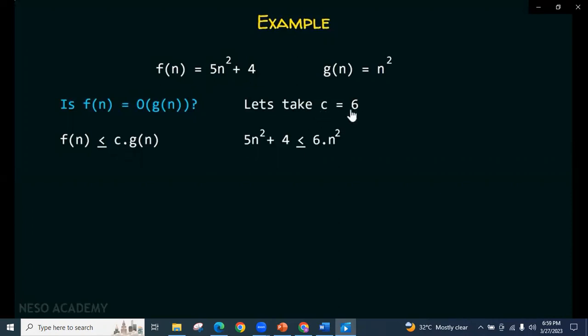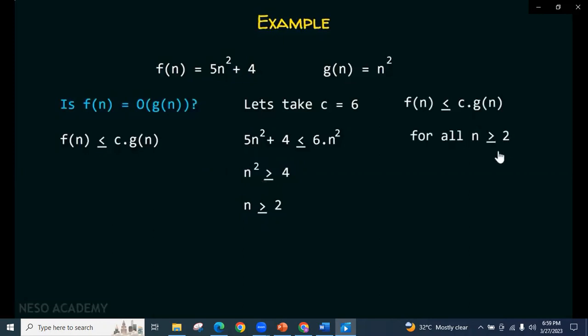So we have taken it 6 because this is 5n square, and this is just n square. If you put one greater value here, it might be possible that g(n) becomes greater than f(n). Right now g(n) is not greater than f(n), right? After this, we need to determine the value of n. For this purpose, we'll solve this inequality. n square becomes greater than or equal to 4, and then after that, n becomes greater than or equal to 2. So it is clear from this inequality that f(n) is less than or equal to c dot g(n) for all n greater than or equal to 2.